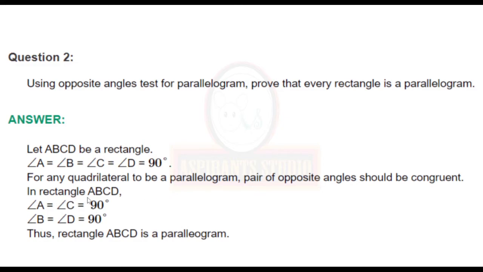Now in rectangle ABCD, two steps are not mentioned here. I am dictating, you write. I have just given the hints, then only you will get practice to write. Now write. In rectangle ABCD, angle A is congruent to angle C and angle B is congruent to angle D.